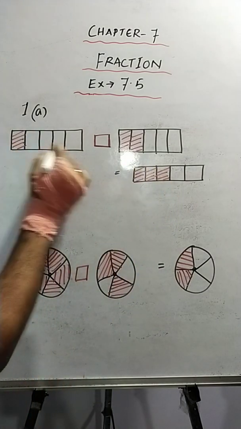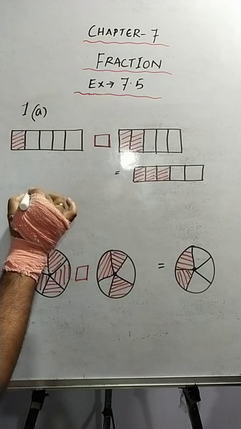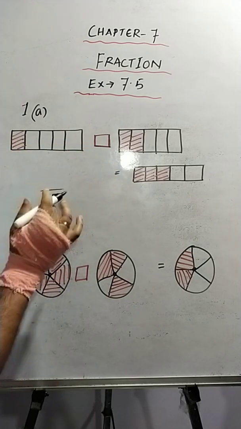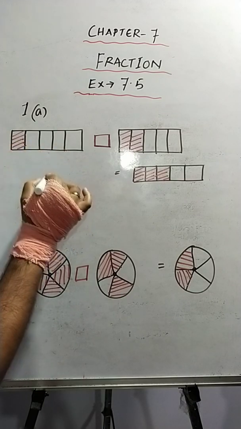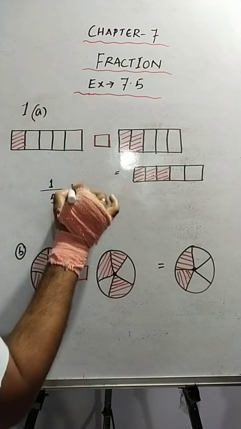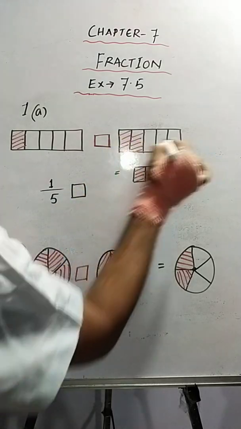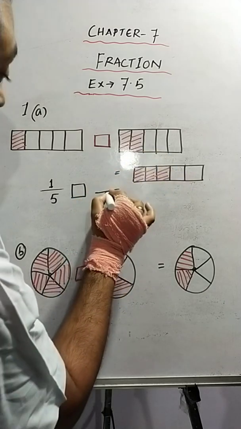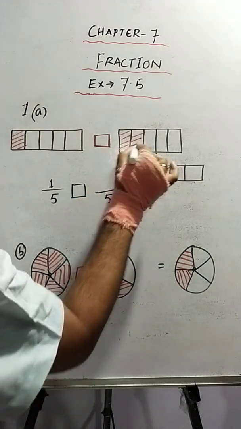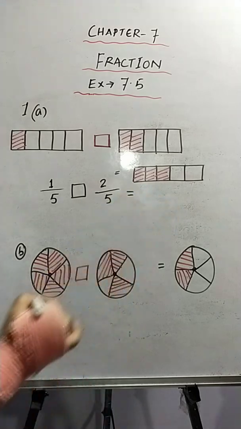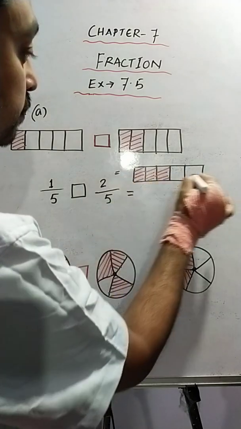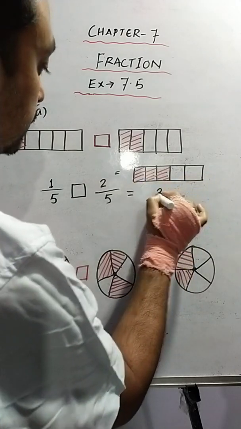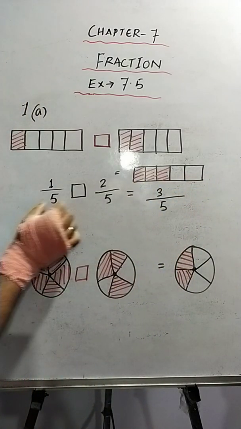If I have to write it in fractional form, students, how many parts are there? Total parts is 5, and out of 5 how many are shaded? That is 1. Let us give a box here. What about the second rectangle? Total parts 5, and out of 5, 2 are shaded. Now we'll give an equals to sign. Now the fractional form of this one: total parts is 5, and 3 are shaded. Now you see what is really happening.